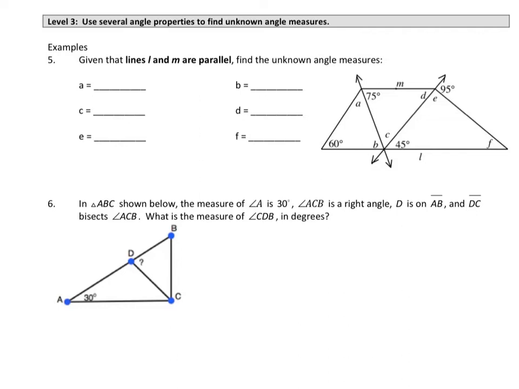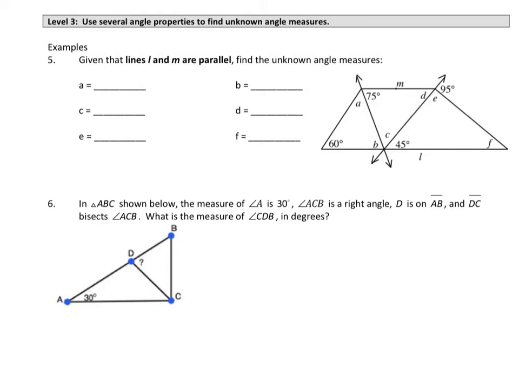In level 3, we will be using several angle properties to find unknown angle measures. So, more complicated diagrams with more steps. In question number 5, we have sort of a complicated diagram with a lot of angles, and we're going to go step by step to find each angle.